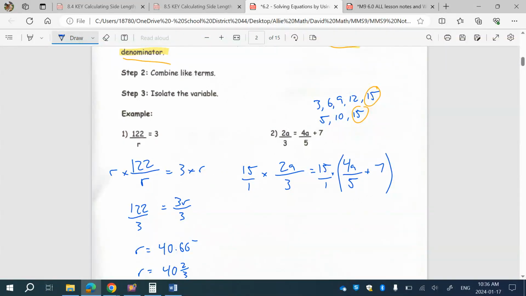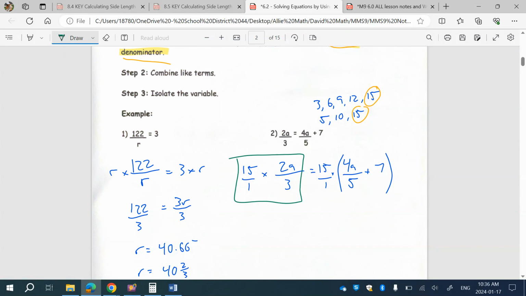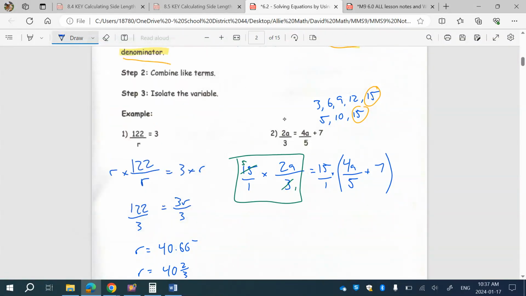So now let's deal with this side first. Remember, when we're multiplying, you can look to cross reduce. So 3 goes into 3 once, and 3 goes into 15 5 times. And now we can multiply straight across. So we're going to go 5 times 2 is 10a.